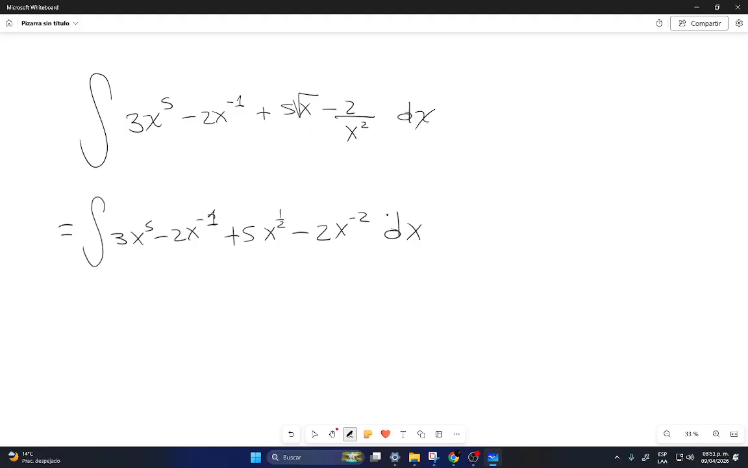Okay, so now let's integrate. Since we are integrating, we can get rid of the integral symbol and the differential. Remember, 3x to the power 5, but we add 1 and we divide everything by that number. Minus 2x to the power minus 1 plus 1, over minus 1 plus 1.